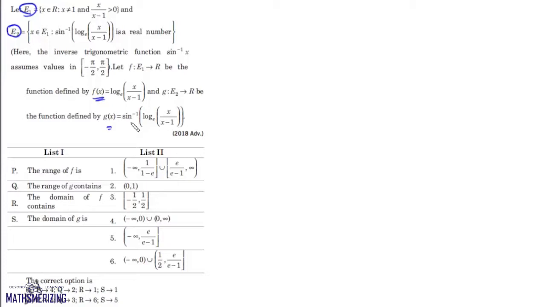For this function g(x) we have sine inverse function, and for sine inverse the domain is x should lie between minus 1 and plus 1. So for this function g(x) we can write log e of x upon x minus 1 should lie between minus 1 and plus 1. Now the base is greater than 1. If we take antilog, the sign won't change. So we'll get 1 upon e is less than x upon x minus 1 is less than e.